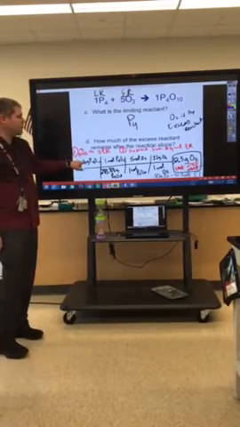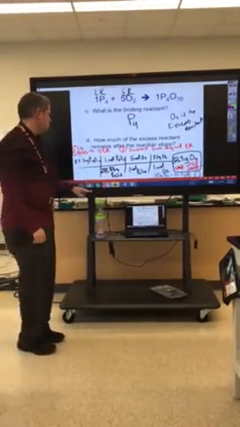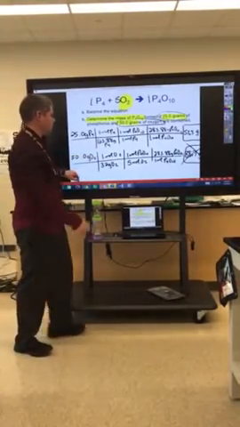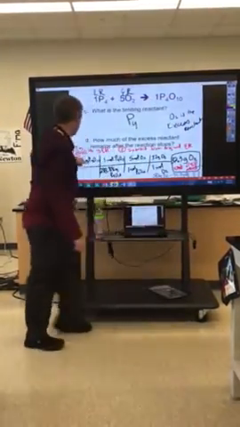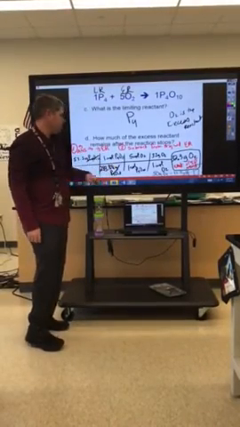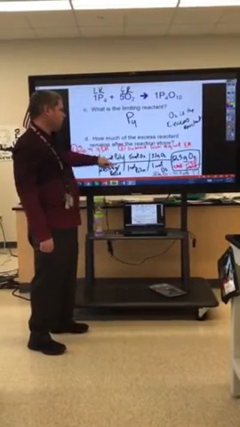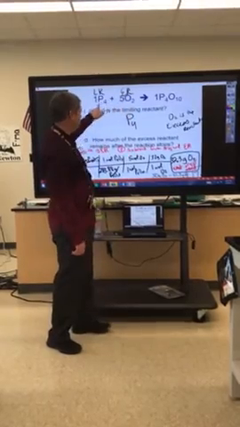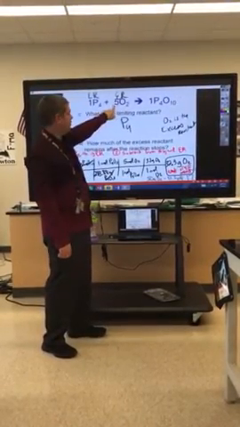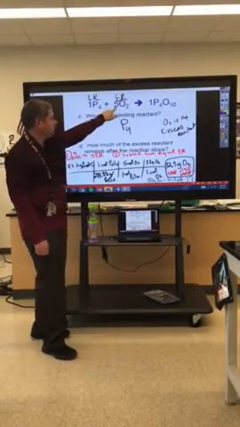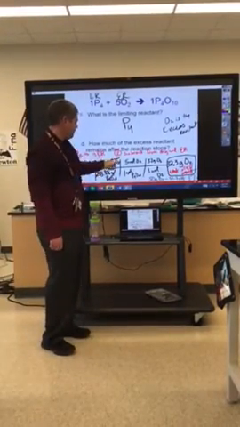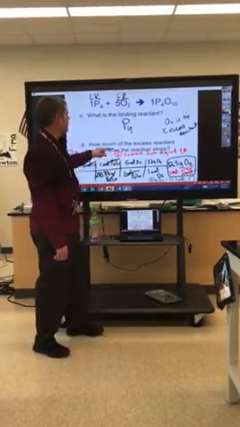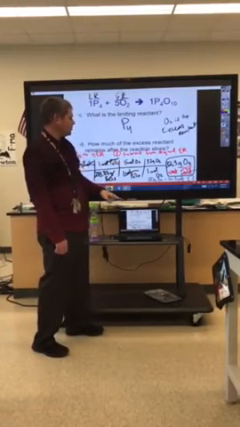51.3 grams of P4O10. Cancel the grams out. You're left with moles. Now you have the 5-to-1 ratio because you're dealing with the 5-to-1 of the oxygen and phosphate. So phosphate moles cancel. You're left with O2 moles.